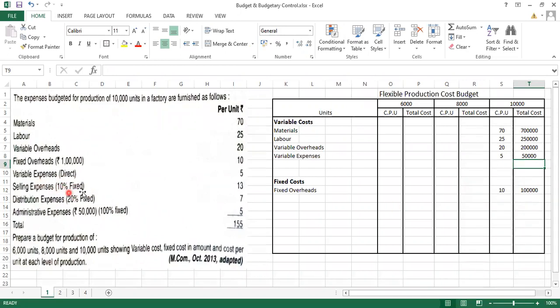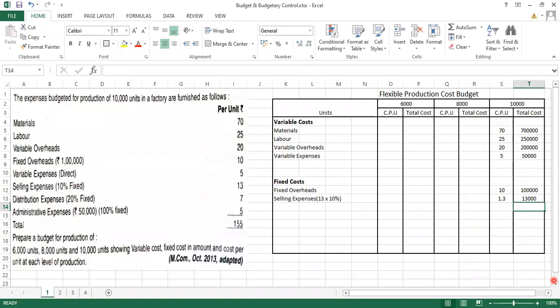सेलिंग एंड डिस्ट्रीब्यूशन, सेलिंग एक्सपेंसेस में 10% इज फिक्स. तो सबसे पहले फिक्स का कर लेते हैं. सेलिंग एक्सपेंसेस, अब 10% ना. सो 13 का 10%. So this will be equals to how much? 1.30. So 1.30 into 10,000. So this will be 13,000.